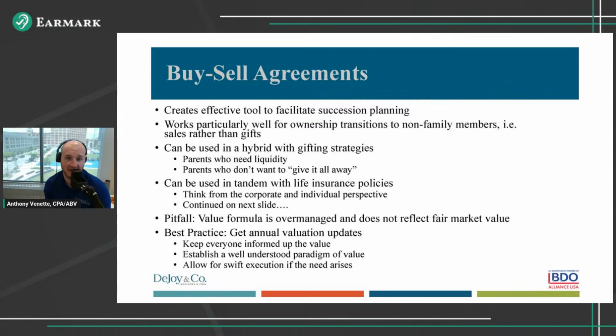Another point to make, just because I want to have the next generation buy in, maybe I feel that way about my children. I want them to pay money. I paid money for my business. They should pay money for it too. I can do it hybrid with gifting strategies. So I could have a buy-sell agreement where I sell them 10% of the company for a fair market value, and I also make a gift for that same fair market value to them, right?